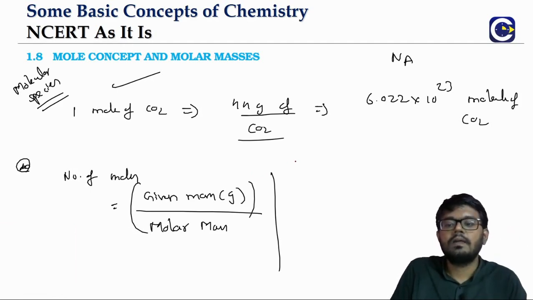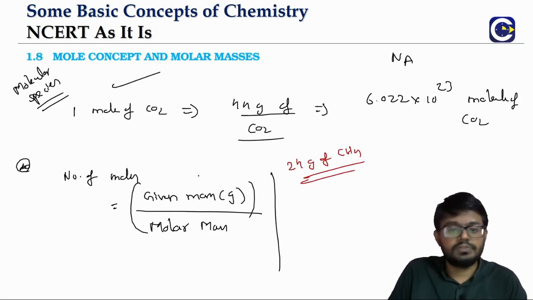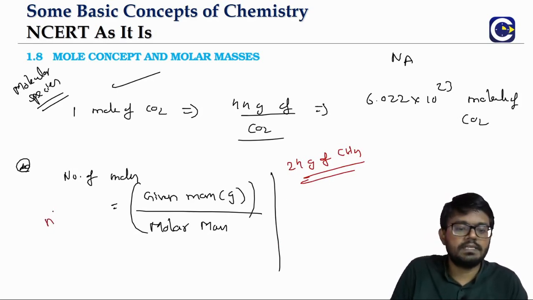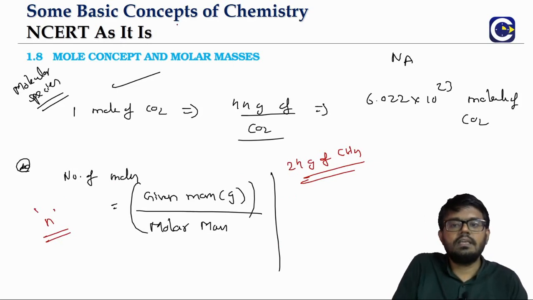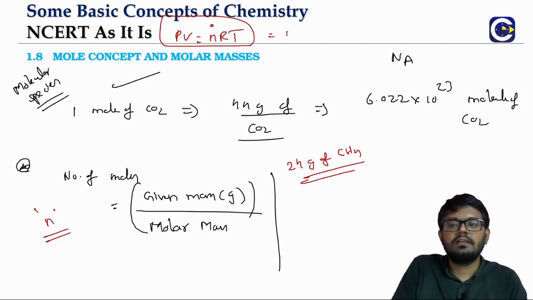Think of it, okay? So we'll say that there are 24 grams of methane with us. What is the amount of methane? 24 grams. We want to calculate the number of moles. Generally, the number of moles is represented with the symbol small n. In one of the previous discussions, in that gas equation formula, they talked about this small n. What is small n? Number of moles. That is how we usually indicate the number of moles.